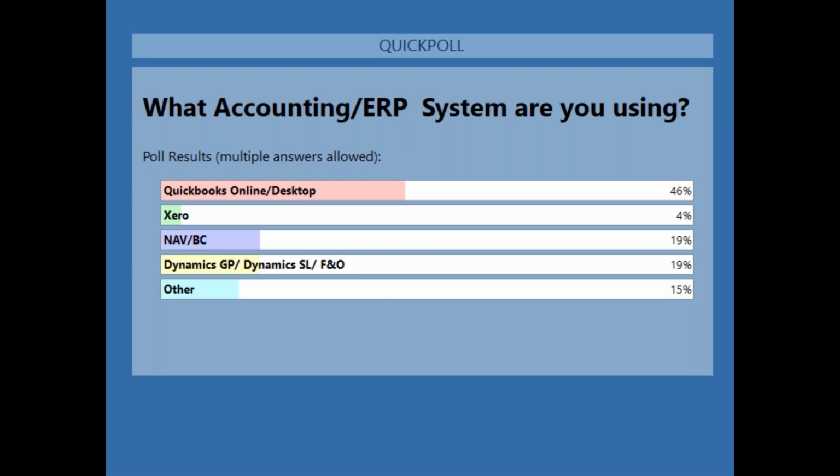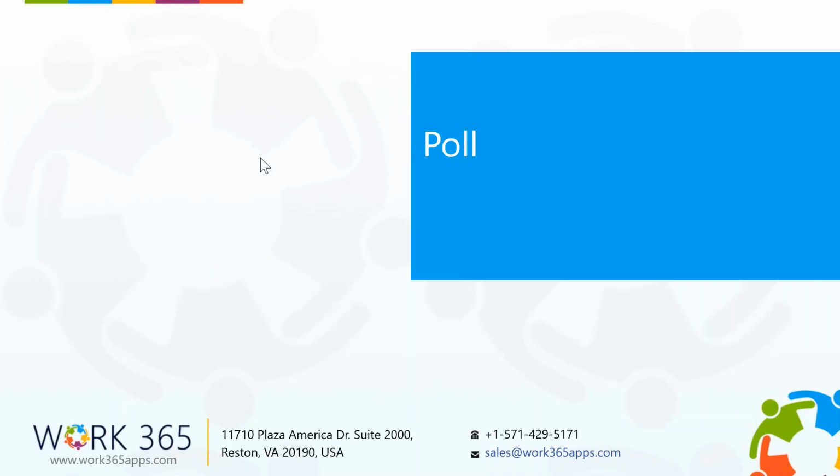So it looks like we have about 45% of the people that are here using some version of QuickBooks, about 20% that are using either Nav on-prem or Business Central, and then about 20% using some combination of Dynamics ERP system like GP, SL, and F&O. So I'm going to now close the poll results and go back to my presentation.